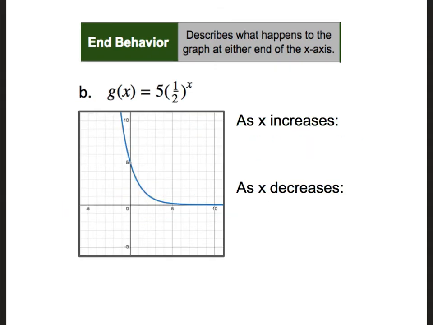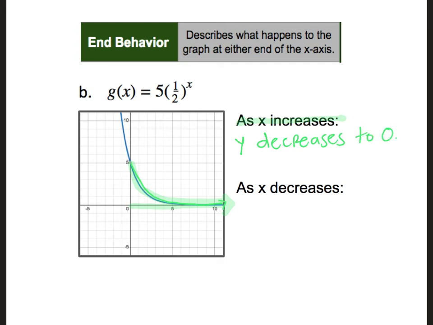All right, here's your next example. We have g of x equals 5 times 1/2 to the power of x. Again, we're going to start with as x increases. And that means that we're looking at the positive side of my x-axis. Notice that for this, we're looking at our y's. At 0, my y value is 5, and then it goes down, and it gets closer and closer and closer to that x-axis. So we're going to say as x increases, y is getting smaller and smaller, so we're going to say decreases. And it decreases to 0 because it's never going to cross that.